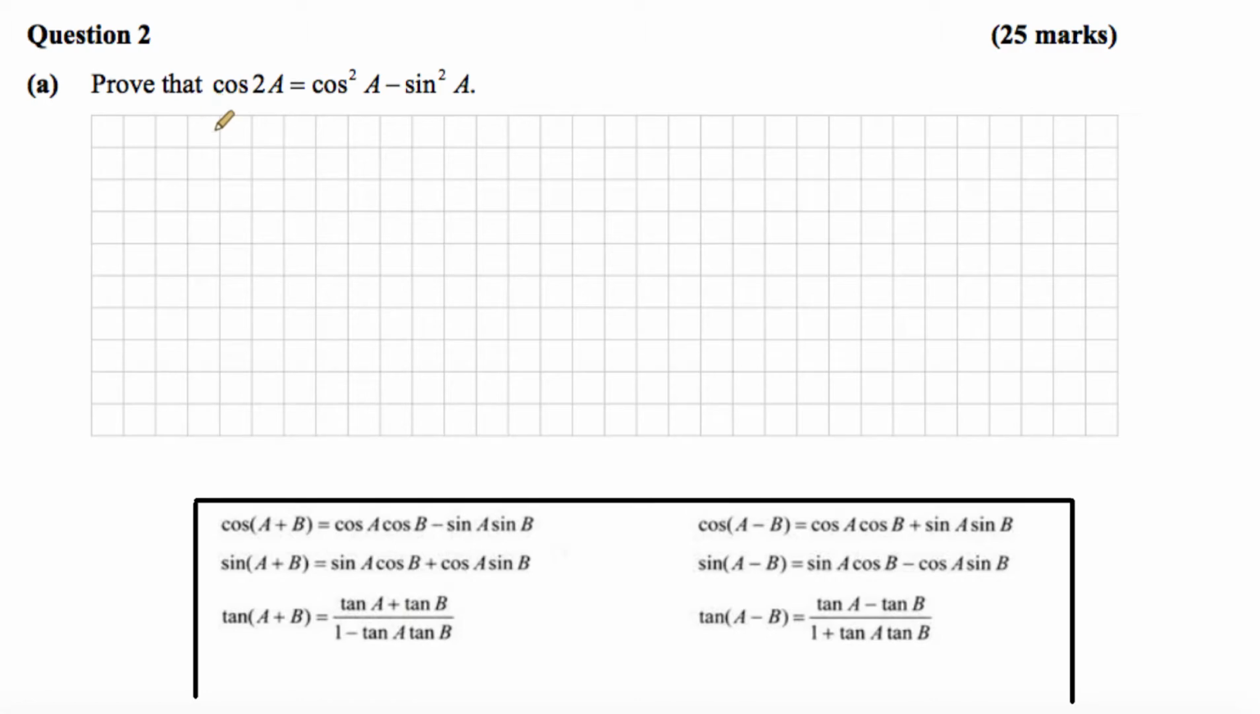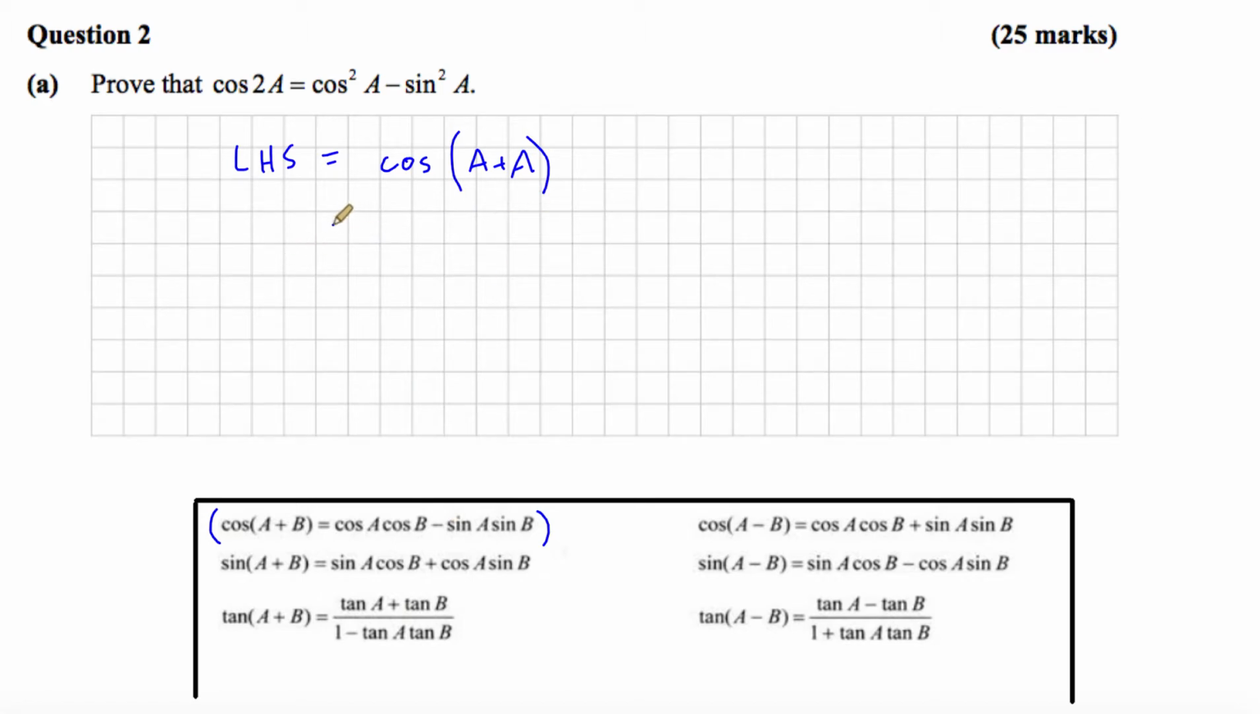Okay, so what you need to spot here is that the cos of 2A, the left hand side, we can say that's the same as the cos of A plus A, because 2A is just A plus A. And once you split the 2A into A plus A, you're then allowed to use this identity here from the tables book. Cos of A plus B is equal to cos A cos B minus sine A sine B.